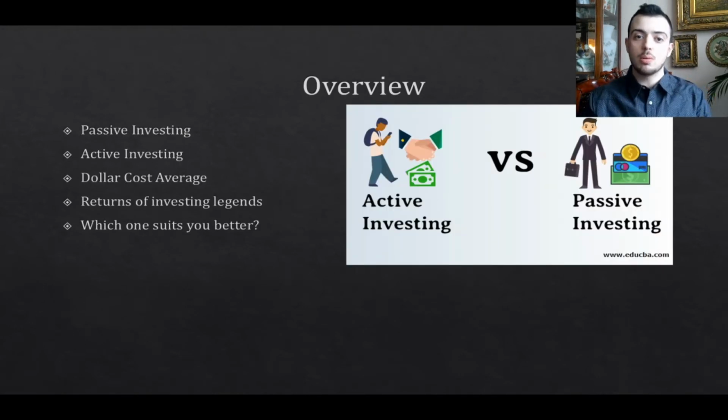The overview, what we will be learning in this course is what is passive investing and what is active investing. So obviously they're opposites. What dollar cost averaging is. And we'll also be looking a bit at the returns of investing legends like Warren Buffett, Charlie Munger, and Peter Lynch, and finding out if their strategy actually works and how we're able to replicate it. And we will finish it off by having a quick conclusion about which one actually suits you better as your different type of personalities. Nobody is the same, right?